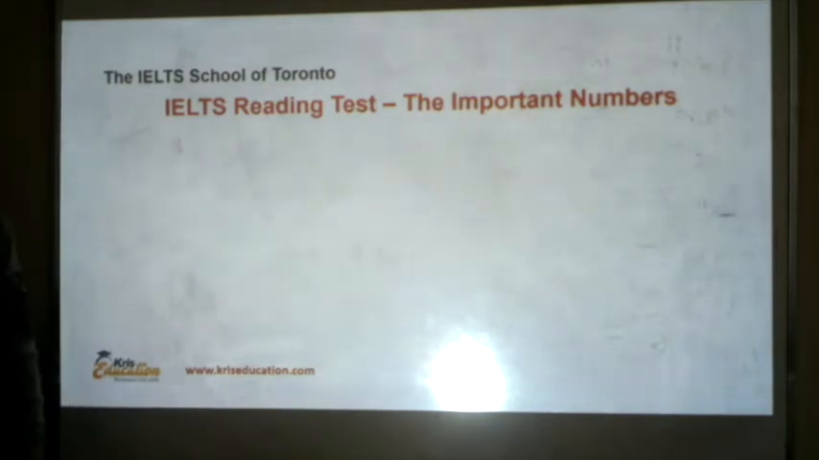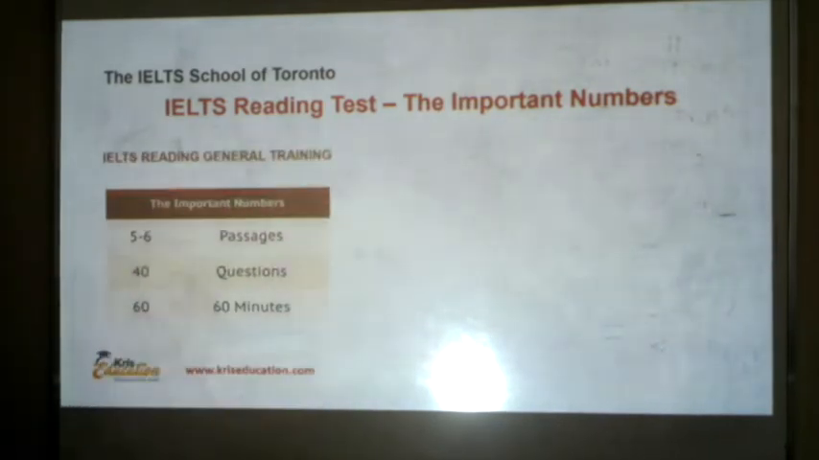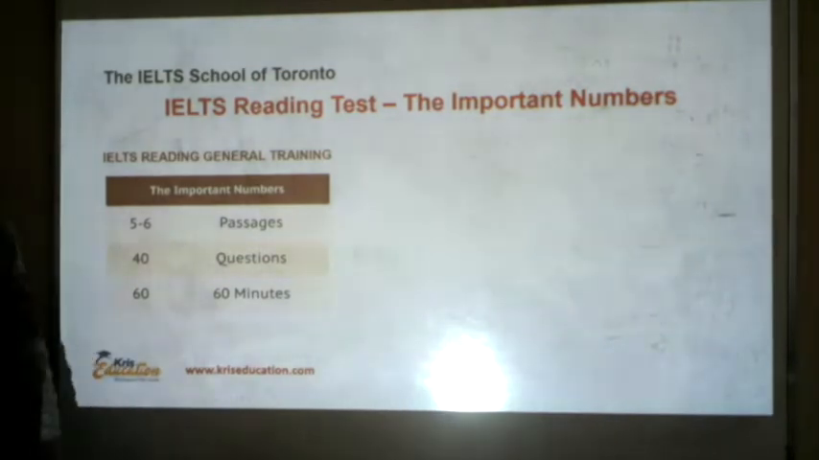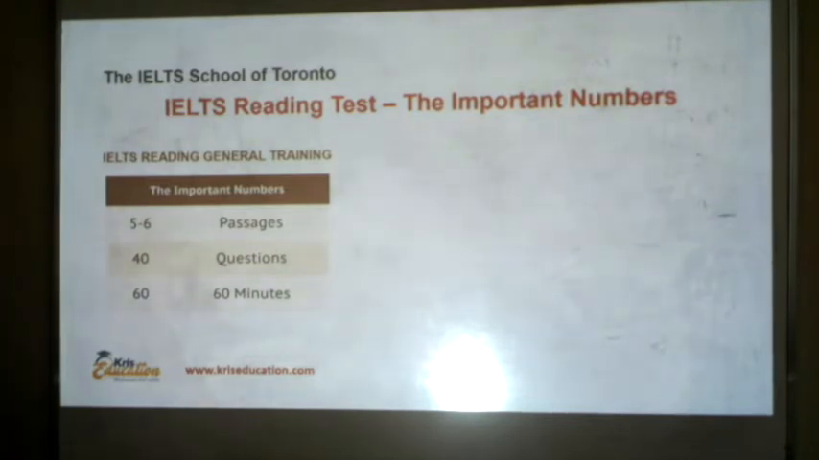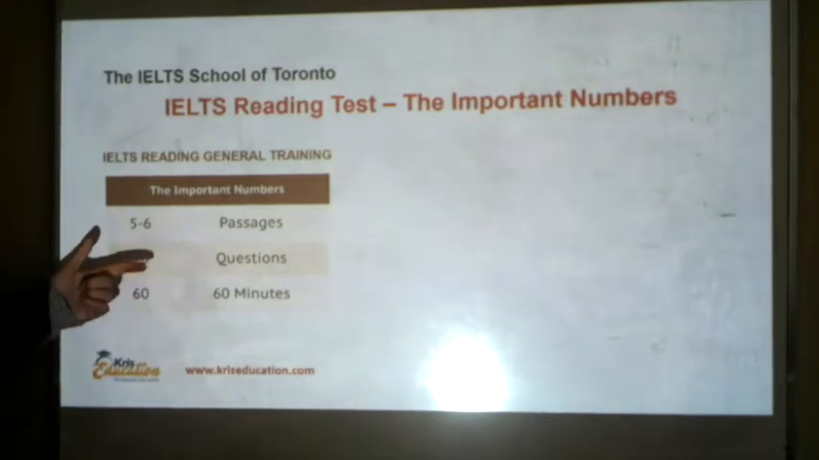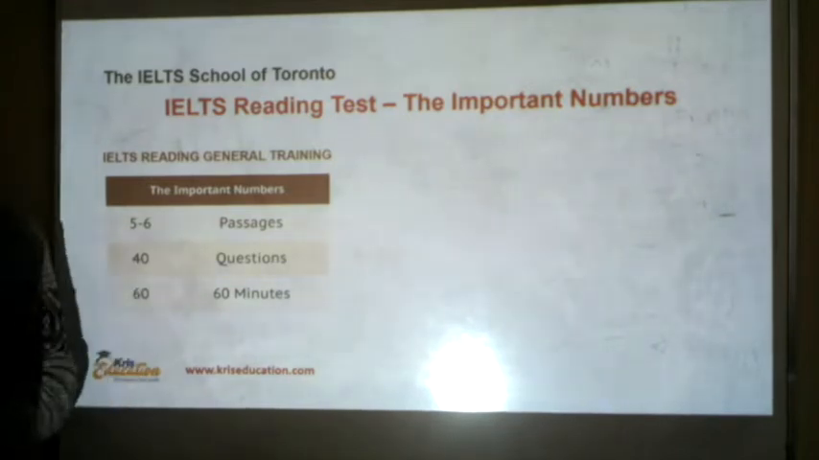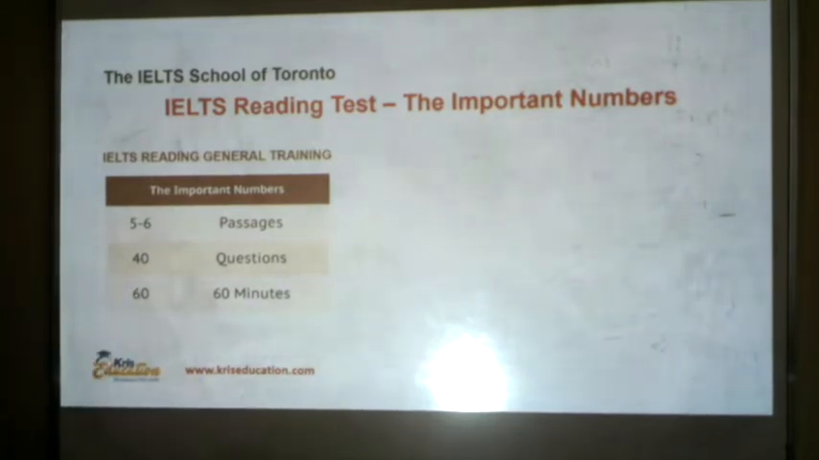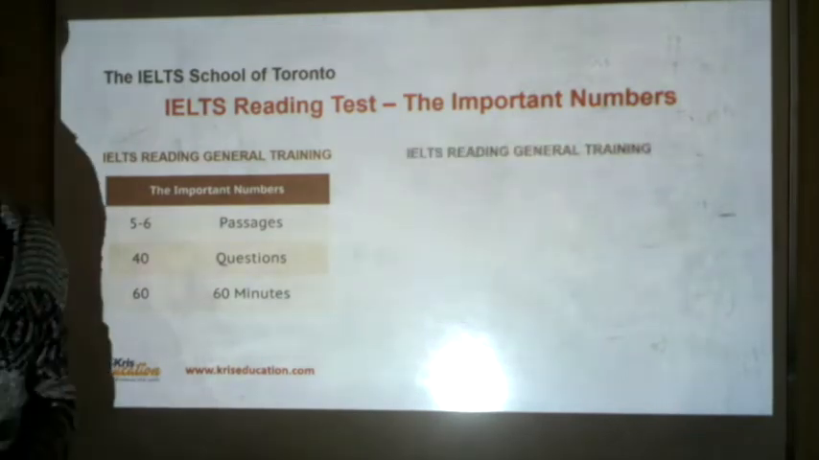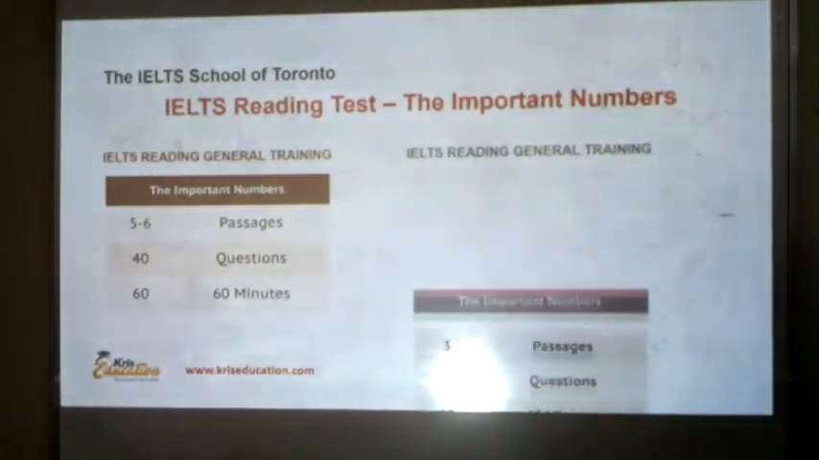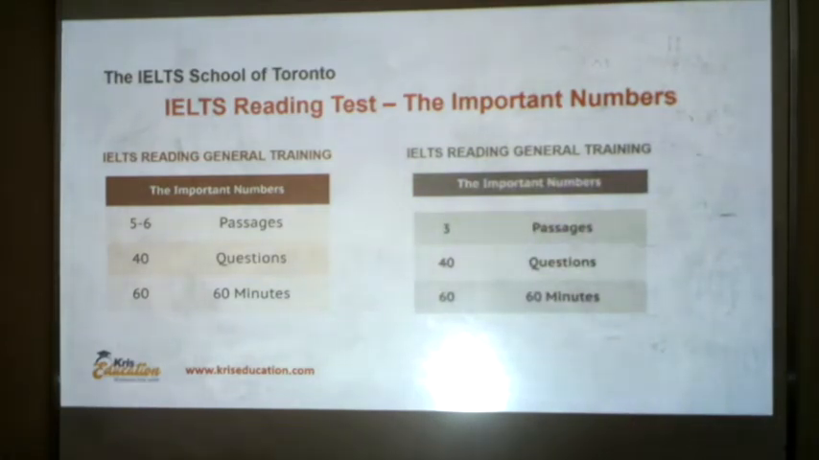Okay, the important numbers. If you are taking the general training test, you are likely to encounter 5 to 6 passages in the IELTS reading test. There are 40 questions and the time given to you to complete the test is 60 minutes. And if you are taking the IELTS academic reading test, there are 3 passages, 40 questions and 60 minutes.